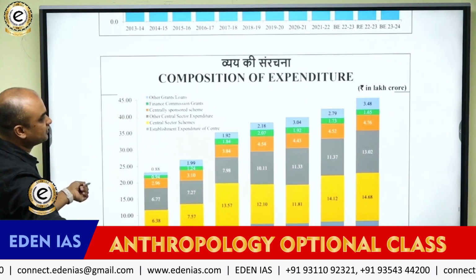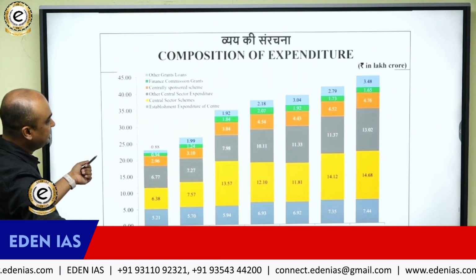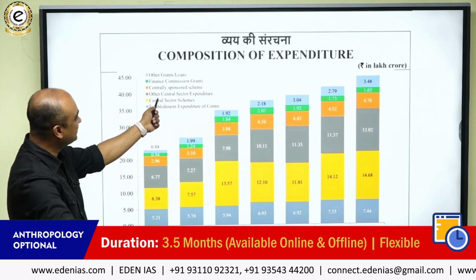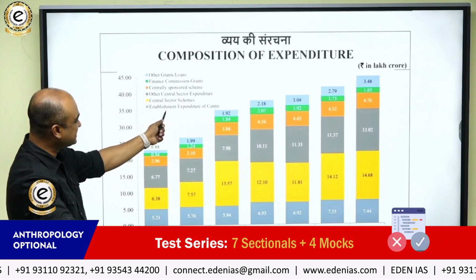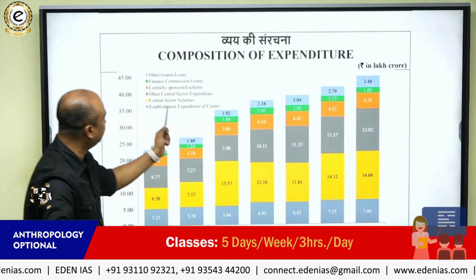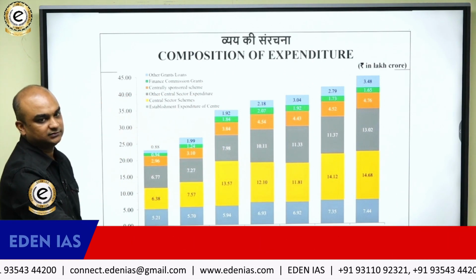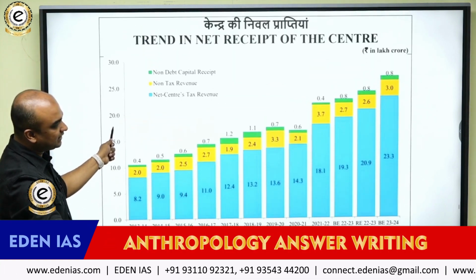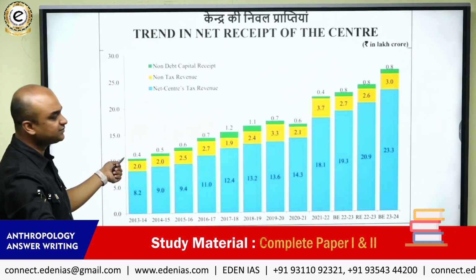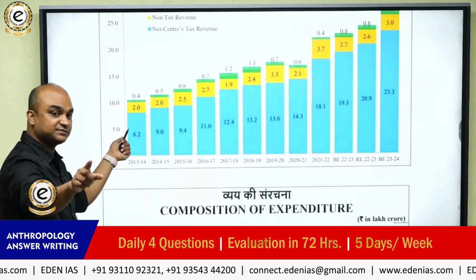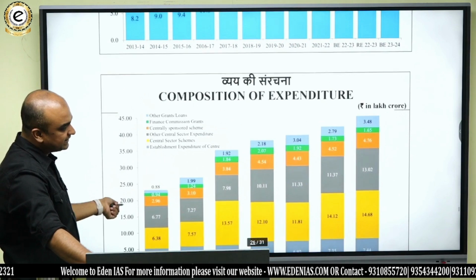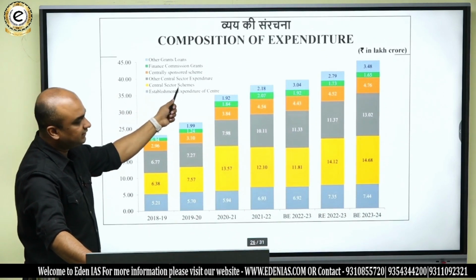Now if you look at composition of expenditure, then also you see that you have other grants, loans, finance commission grants, central sponsored scheme, other central sector expenditure, central sector schemes, establishments expenditure of center. सबसे बड़ा component जो 14.68% है वो होगा central sector schemes. तो जब हम revenue की बात करते हैं सबसे बड़ा क्या है, net centers tax revenue. ठीक है, टैक्स मतलब कौन सा टैक्स, डायरेक्ट इनडायरेक्ट दोनों, और सबसे बड़ा टैक्स कौन सा है अभी, जीएसटी, याद रखना, ठीक है. और जब हम एक्सपेंडिचर की बात करते हैं तो द बिगेस्ट वन इज सेंट्रल सेक्टर स्कीम्स.